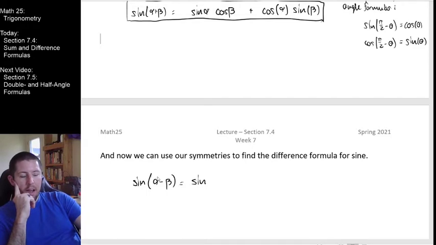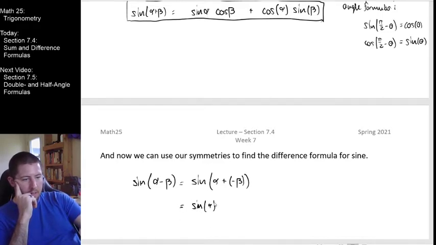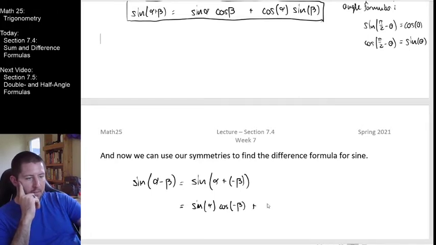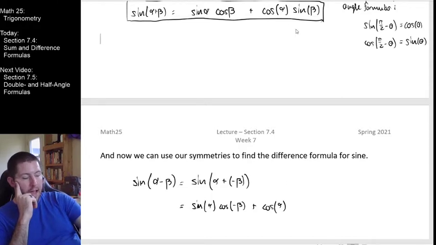So again, I want to rewrite this difference as a sum. So I'm going to think of this as alpha plus negative beta. And now I'm going to use my sum formula to evaluate it. It should be sine of the first term, which is sine of alpha. It should be cosine of the second term, but that's really cosine of negative beta. But we also know that negatives inside cosines don't matter. For our second grouping here, cosine of the first term, sine of the second term.